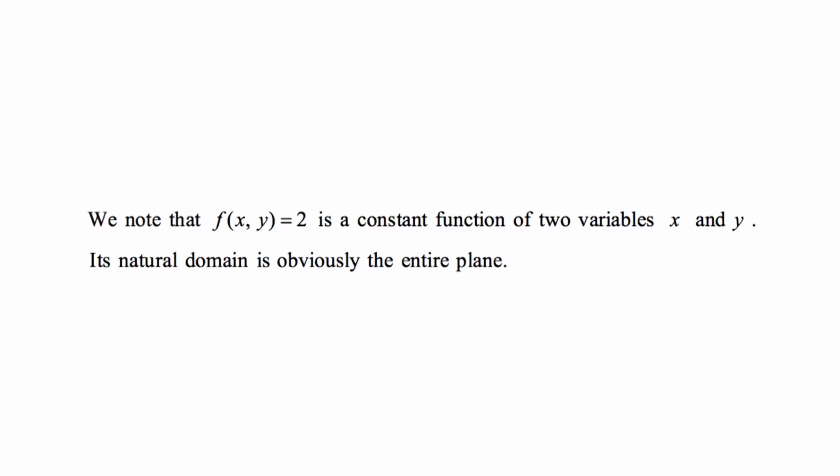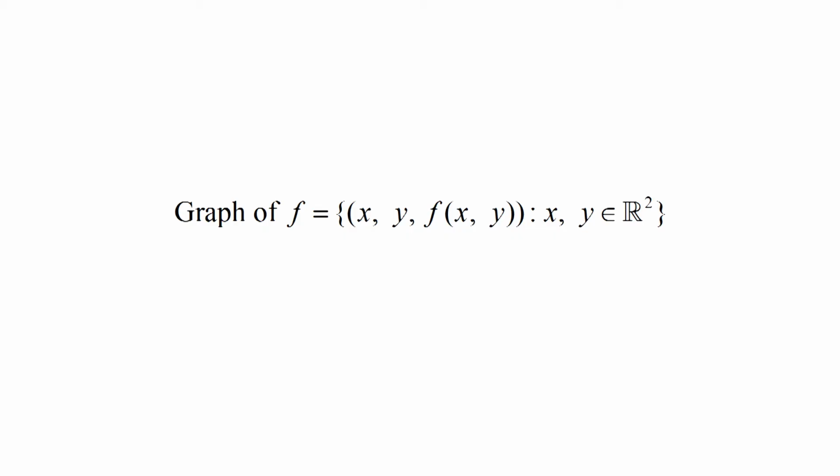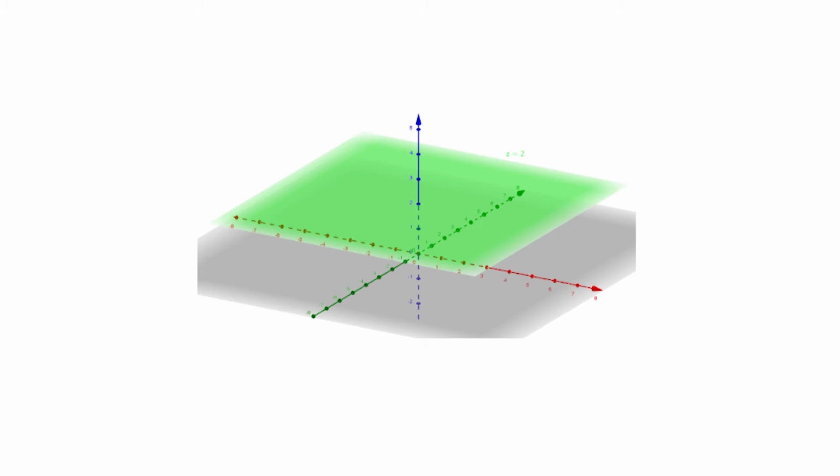We note that f(x, y) = 2 is a constant function of two variables x and y. Its natural domain is obviously the entire plane. Let us graph the function f(x, y) = 2. By the definition, the graph of f is the set of all triplets (x, y, f(x, y)) such that (x, y) belongs to R², which is the set of all triplets (x, y, 2) such that (x, y) belongs to R², that is, the set of all points in space with its z coordinate value 2. It is the plane at a distance 2 units up from the xy plane.